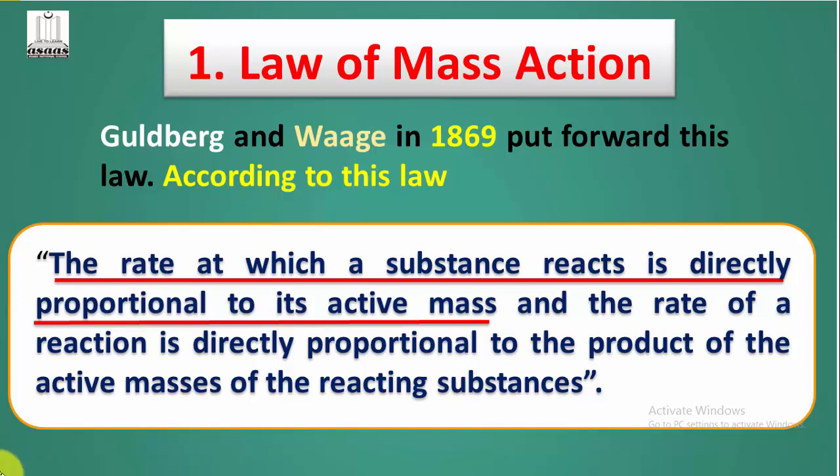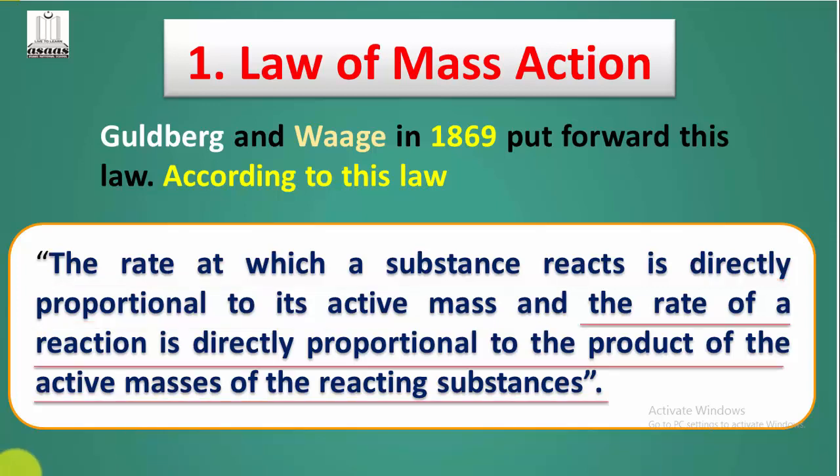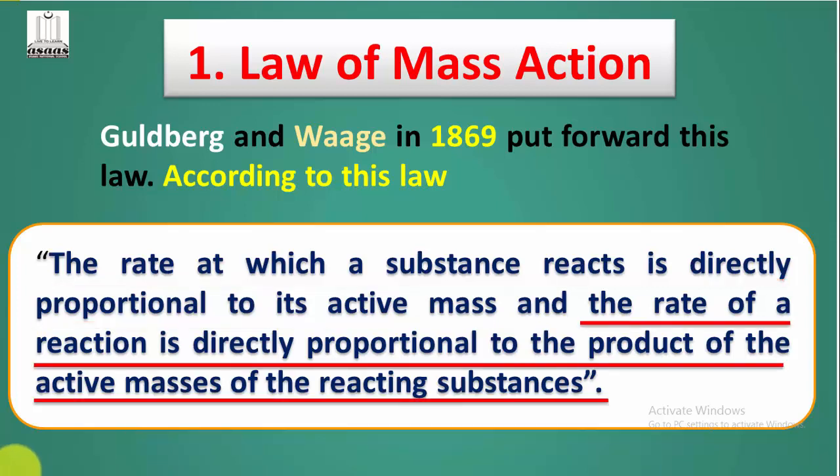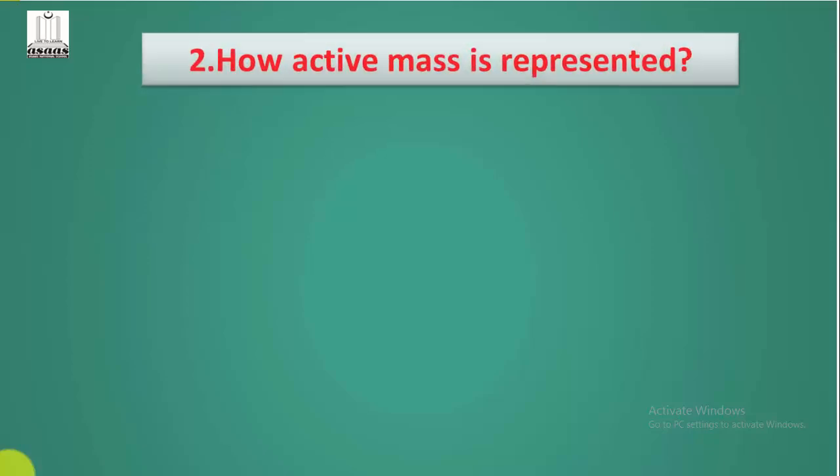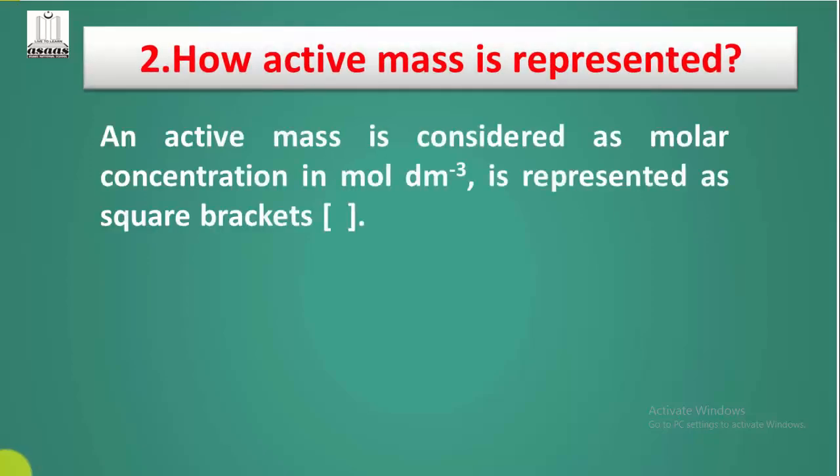describes that the whole rate of reaction is directly proportional to the whole product of active masses of the reacting substances. The second question is solved here, that an active mass is considered as molar concentration in mole per dm cube, which is represented by square brackets.